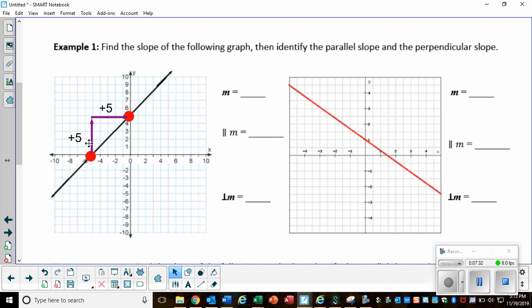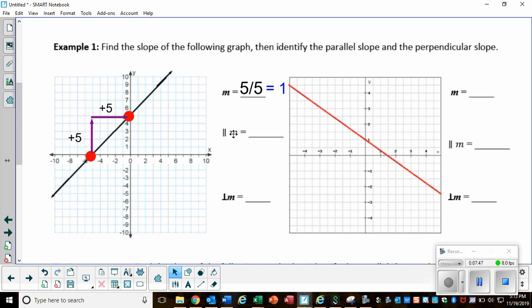So I just go ahead and put my vertical over horizontal, 5 over 5. I couldn't write my fraction. Just write it as a fraction, guys. And then I go ahead and simplify it. 5 divided by 5 equals 1. So 1 is my slope.